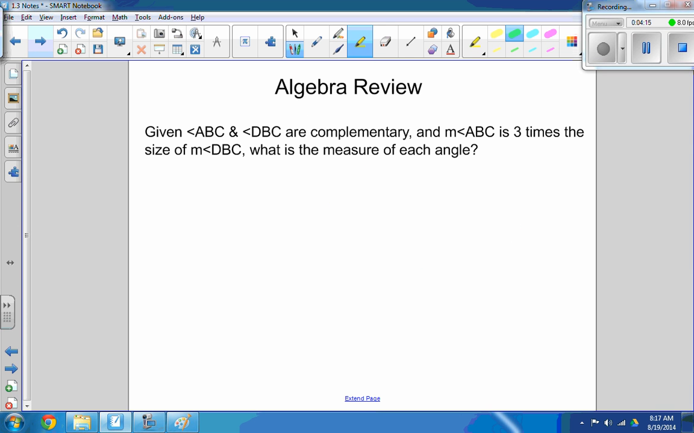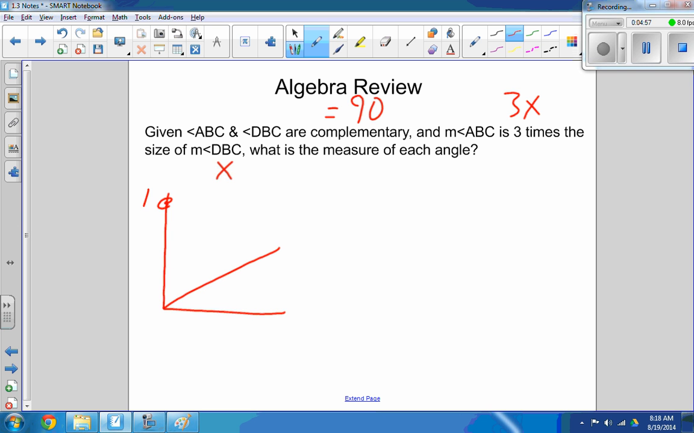So let's look at a little bit of algebra review here. So instead of a diagram, what we've got here is given in word format. And so it can be helpful to read through it and draw a diagram. So let's read through this. Angle ABC and angle DBC are complementary. Remember, complementary means they add up to 90. And the measure of angle ABC is 3 times the size of DBC. So if DBC was x, ABC would be 3x. So ABC is larger. So let me draw this out.